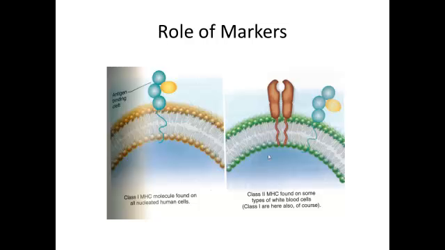MHC2 is found on immune cells such as macrophages, dendritic cells, and B cells. MHC2 is kind of like a police badge, telling other cells that it is part of the immune system and it's okay to be frisked by it. There's MHC3, but we won't worry about that one in this class. The MHC molecules vary from individual to individual based on a bunch of genes you get from your parents and are how the body recognizes itself.